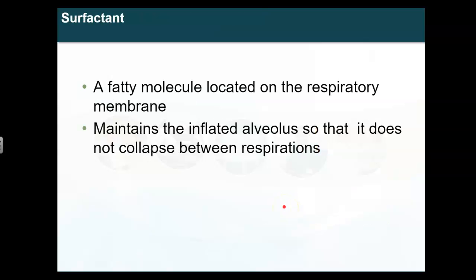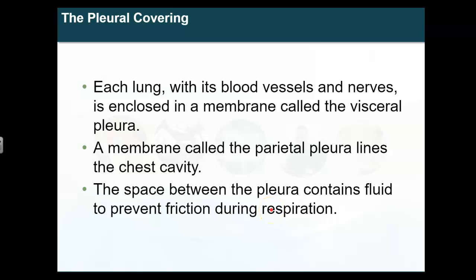So also something that your lungs do is they create this fatty molecule located on the respiratory membrane. It maintains the inflated alveolus so that it does not collapse between respirations. It's called surfactant. It's kind of like detergent texture, so to speak. It's probably not the greatest example, but it's produced by the lungs to basically keep the inflation of the alveolus so it doesn't collapse between respirations and then cause the lack of oxygen and health concerns from there. So that's surfactant.